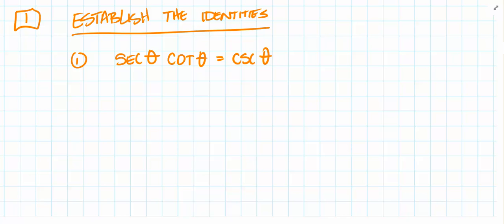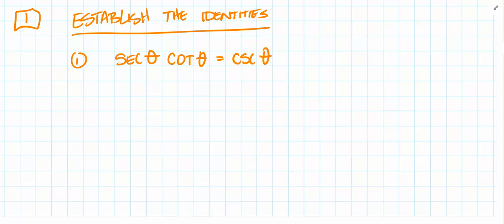Now, the way that we do this, okay, is that you need to pick a side and stick to it. Okay, so what I mean by that is there's a couple of rules that you have to play by, and one of the rules is we are not allowed to work across the equal sign when we are establishing identity. So what I mean by that is there's a left side, which says secant theta times cotangent theta, and there's a right side that says cosecant theta. And our goal is to prove that either the left is the same as the right or vice versa. The right's the same as the left.